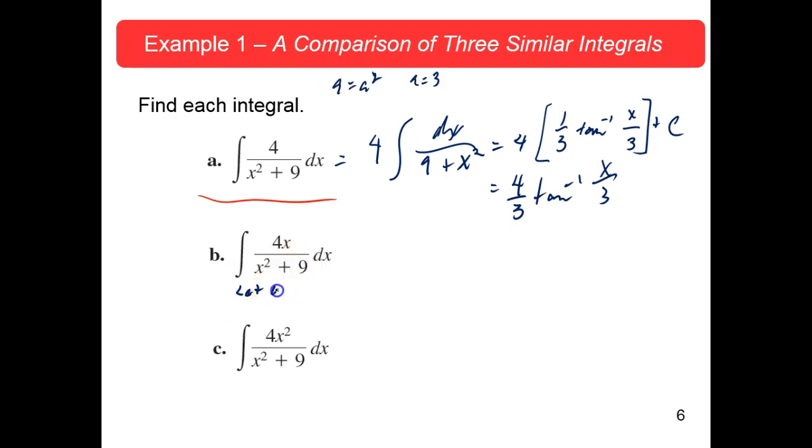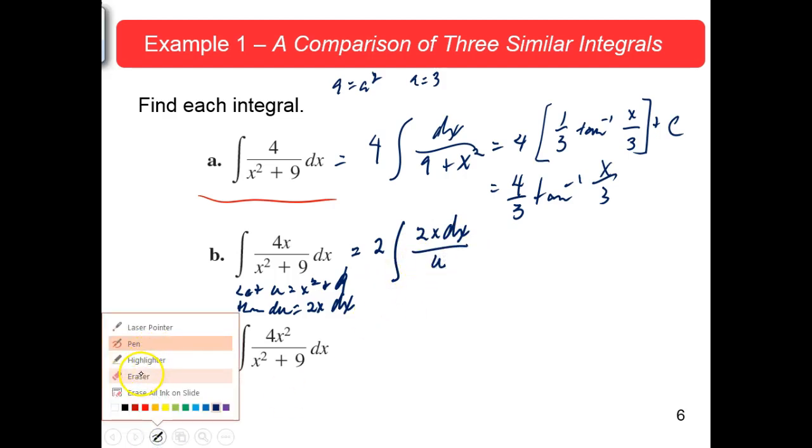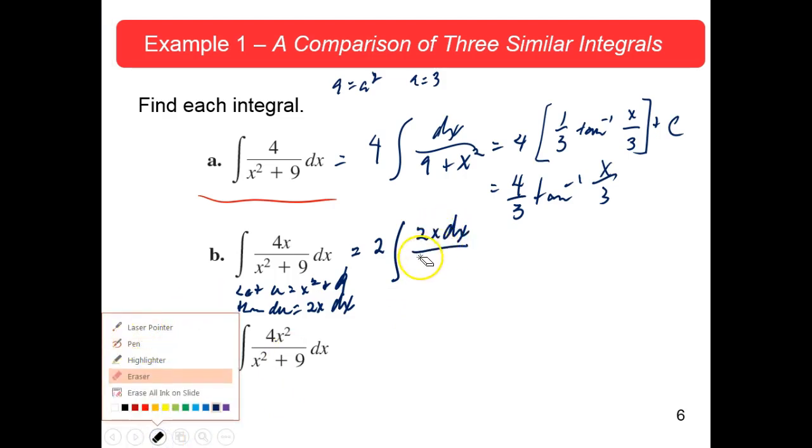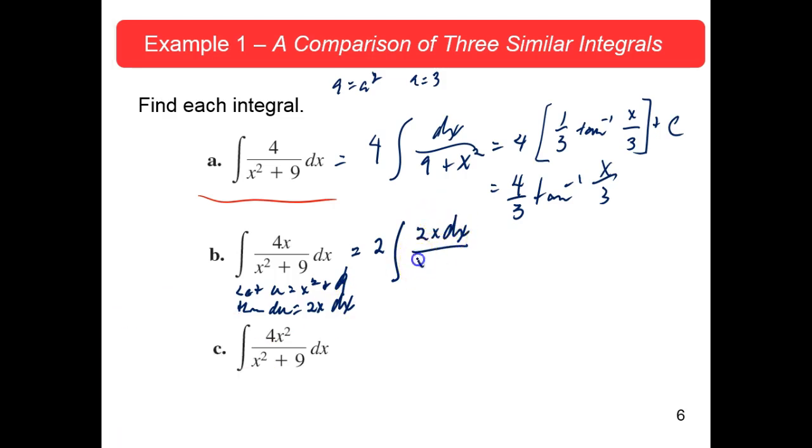Let u equal x squared plus 9. Then, what always follows that? du is equal to 2x dx. Well, if I had that 2 on the outside, then I would have 2x dx. I'm mixing them up here. Let me not do that yet. I'll change them on the next one. And this would be x squared plus 9.